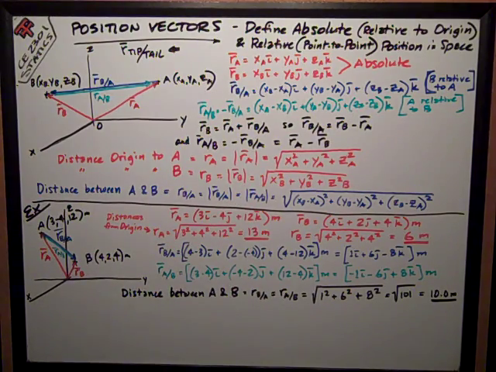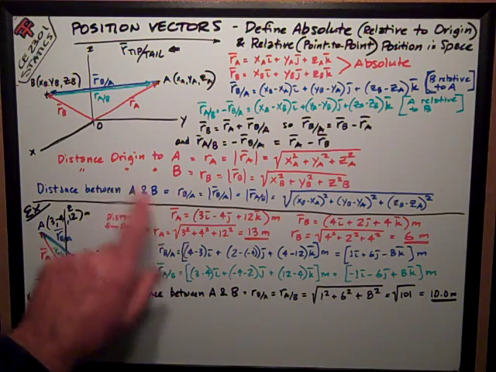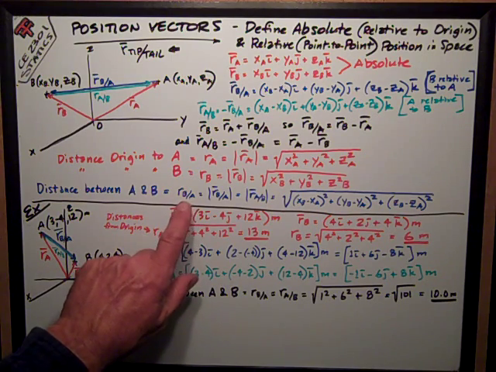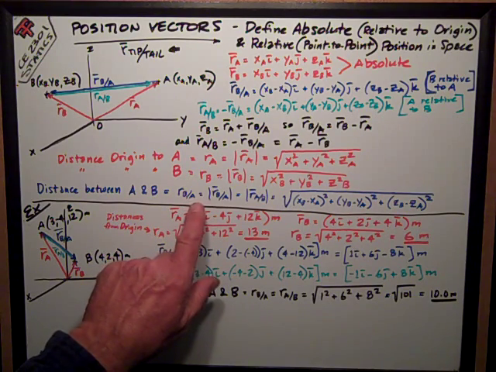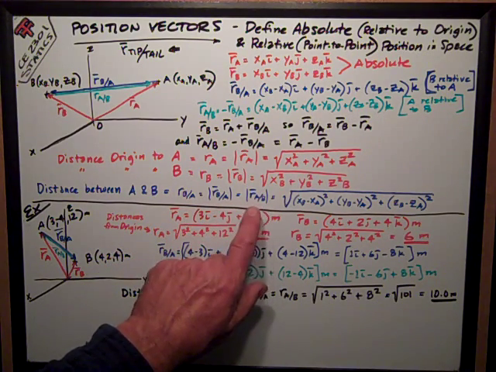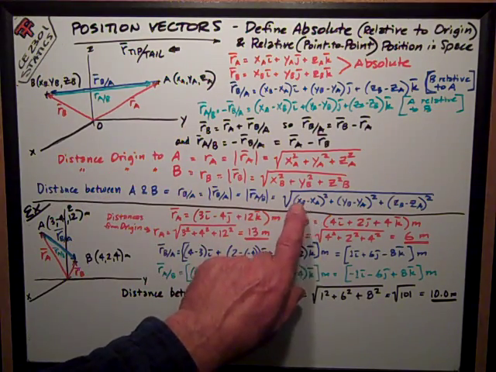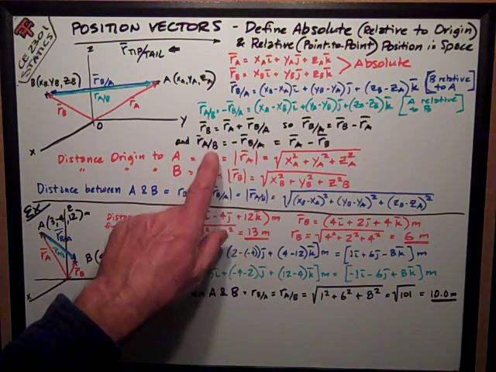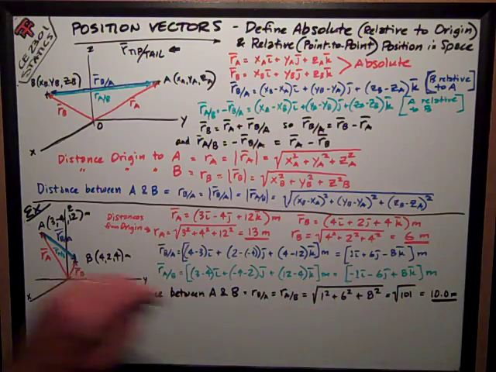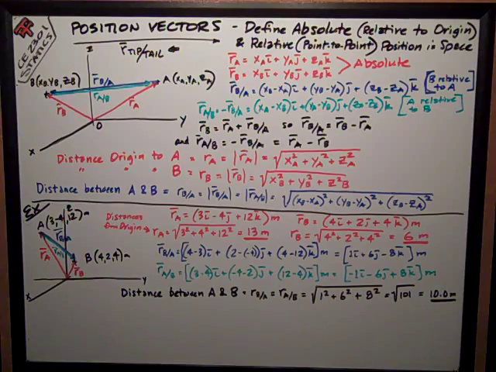And then even more useful is the distance between A and B. It's the magnitude of the vector RBA. It's also the magnitude of the vector RAB, because it's the same distance. So I just take the square root of the sum of the squares of the components, either RAB or RBA, and I can get the distance. So let's look at those in an example here.